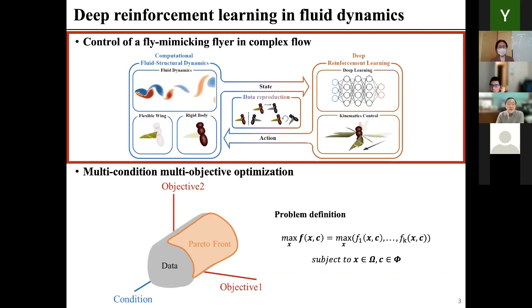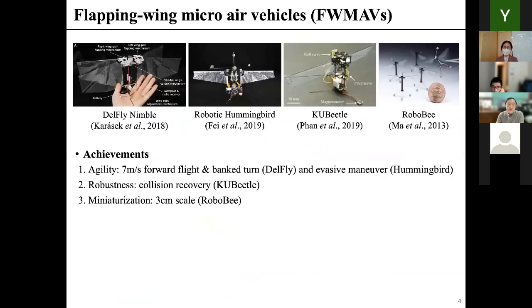So let me first show you the first example, the control of a fly-mimicking flyer. This is a millimeter scale flyer, actually a fruit fly mimicking flyer. And then we consider reinforcement learning to control the maneuvering or hovering of the fly.